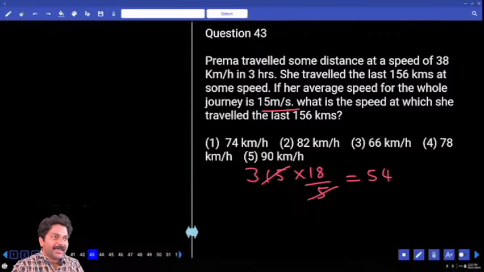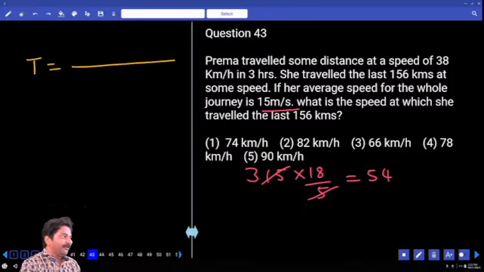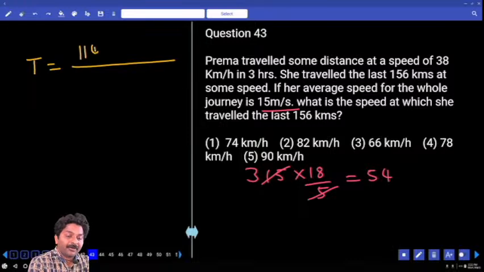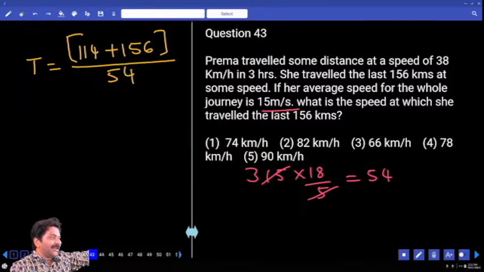54 kilometer per hour. Yes, I would like to calculate what is the total time for the entire journey. First stretch, they spent 3 hours with a speed 38 kilometer per hour. Distance covered is 38 into 3 only. How much is that? 114. Next stretch is 156 kilometers. This is the total distance covered. And with what speed? Average speed 54. Now if you divide total distance with total average speed, then you will get total time taken.